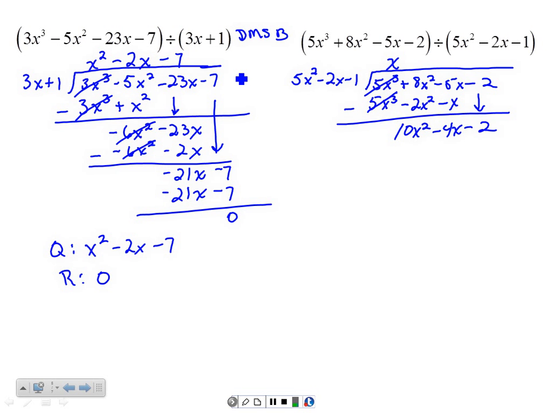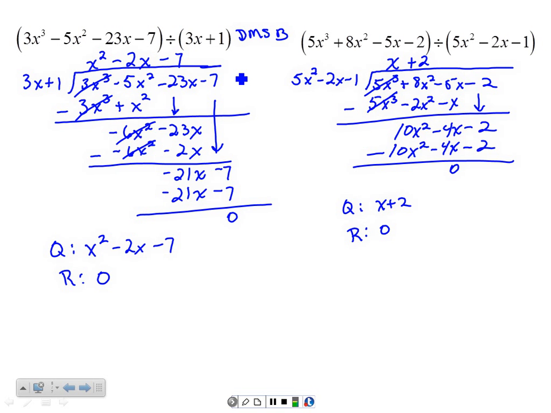Go one more time. So 10x squared divided by 5x squared is going to be a plus 2. Multiply around. So we have 2 times 5x squared is going to be 10x squared. 2 times negative 2x is negative 4x. And 2 times negative 1 is negative 2. And when we subtract, all this goes to 0. So you have a quotient of x plus 2 and a remainder of 0.